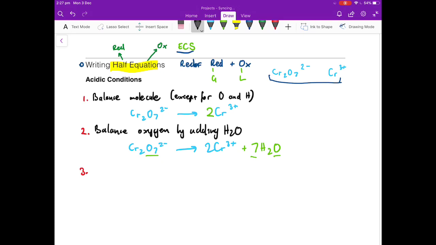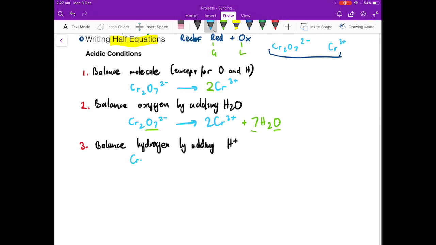Moving on to step 3. Balance the hydrogen by adding H+. So now we've got Cr2O7 2- going to 2Cr3+ plus 7H2O. As you can see, we've balanced our oxygens. Now we just have our hydrogens left. So we need to balance these on the left-hand side now, and the way we do that is by adding H+. On the right-hand side, it seems like we have 14 hydrogens, so we're going to add 14 H+ to the left, and now we've balanced that out.